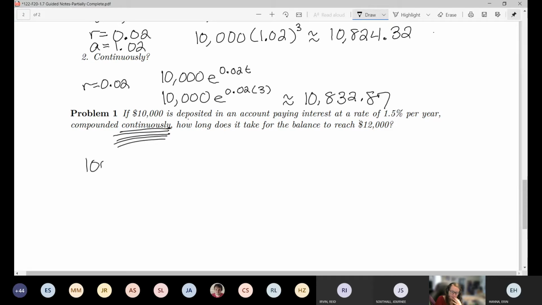So we've got an initial amount of $10,000 again. Now we're told continuously, so we're in the e to the kt form. So we've got e to the, oh Lord, I always have to do this again. 1.5 is going to become 0.015. So 0.015 t. And we're asked, when is the balance going to reach 12,000? So we want this value to equal 12,000.